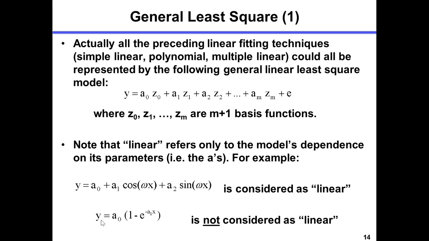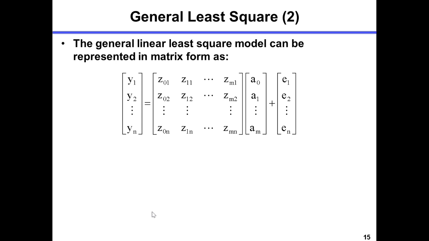Another example. Look here: y equals a0 times (1 minus e to the power of minus a1 x). When you look at this parameter a1, because it is in an exponential form, it makes the equation nonlinear. So we can't consider it as linear. We need to linearize that and then try to solve it with the general least squares method.